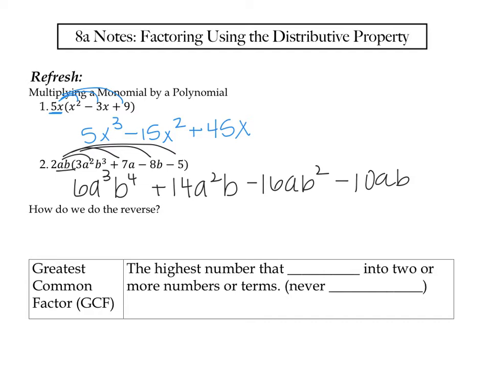Okay, so today we're going to be talking about how we do the reverse of what we just did. So we multiplied here, but how do we undo that multiplication? Our main vocab word for today is the greatest common factor. That's the highest number that divides into two or more numbers or terms. So we're talking about terms here, not just numbers anymore. And your greatest common factor is never going to be negative. It'll always be positive, okay?